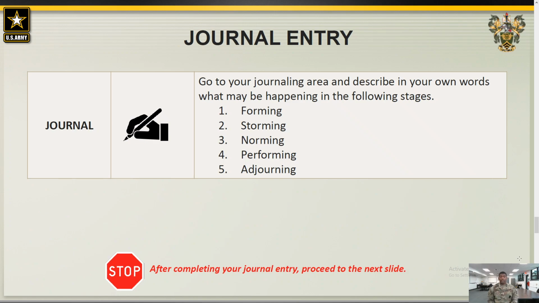All right, we reached our journal entry. What you're going to do is go to your journal area and describe in your own words what may be happening in the following stages. We talked about all of these stages already and what could be going on in those stages, but I want to know in your own words what may be happening in the forming stage, the storming stage, the norming, performing, and adjourning stage. At this time, please pause your video and complete your journal entry. Once complete, unpause your video and we'll continue.